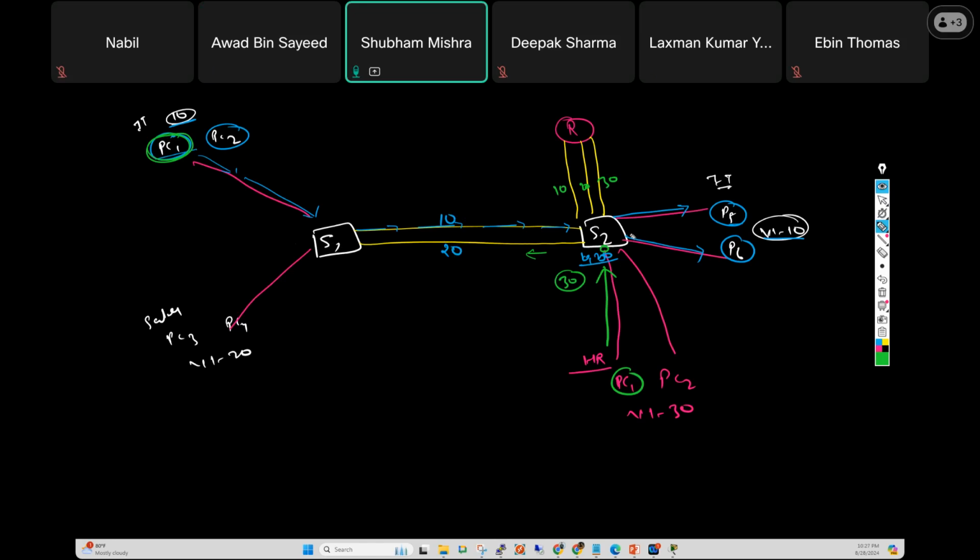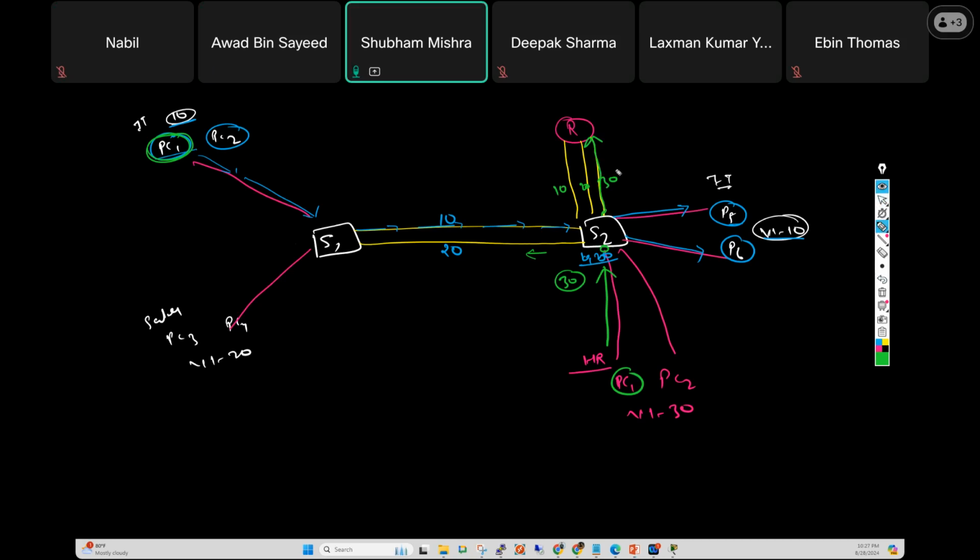So what will the switch do here? Switch will forward this traffic through this link, right? Everyone, are you telling me? Towards the router. Towards the router. Guys, yes?